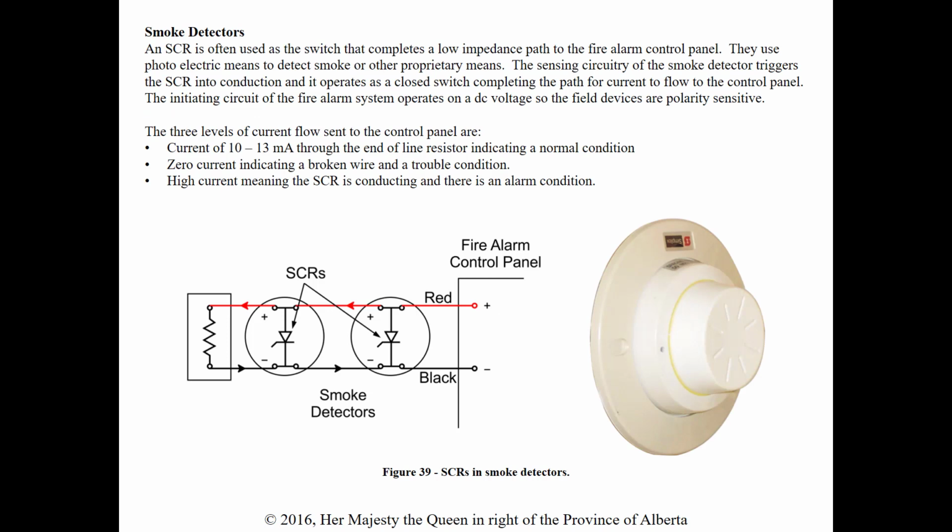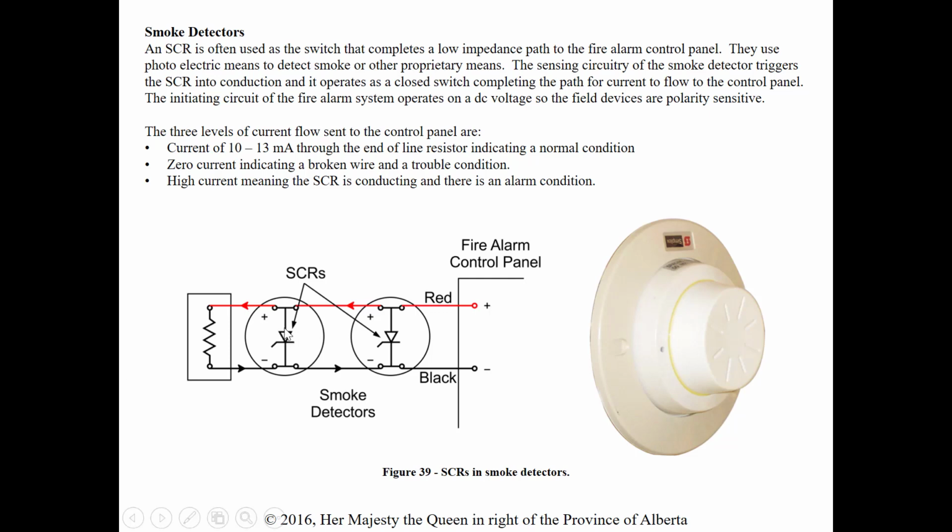Objective 3, smoke detectors. An SCR is often used as a switch that completes a low impedance path to the fire alarm control panel. They use photoelectric means to detect smoke or other proprietary means. The sensing circuitry of the smoke detector triggers the SCR into conduction, and it operates as a closed switch, completing a path for current to flow to the control panel.